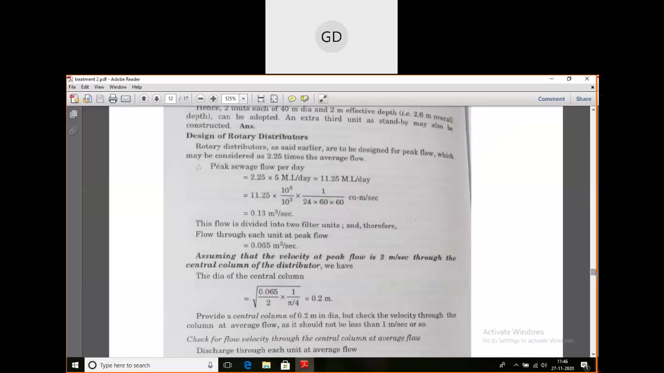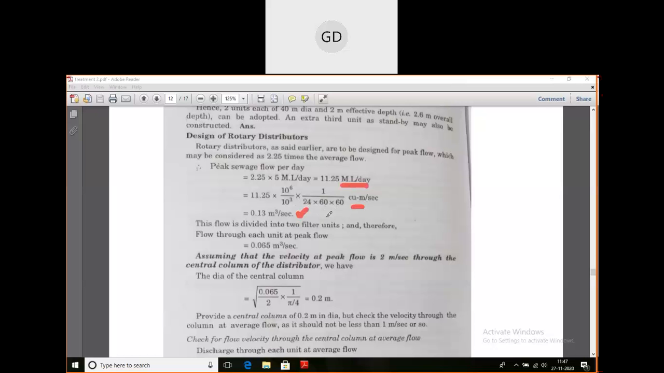And what is the average flow? It is given here as 5 million liters per day. So you multiply 2.25 into 5 million liters per day. Convert the million liters per day to cubic meters per second, and you will get 0.13 meter cube per second. This flow has to be divided into two filter units, so you have to find the flow through each unit.